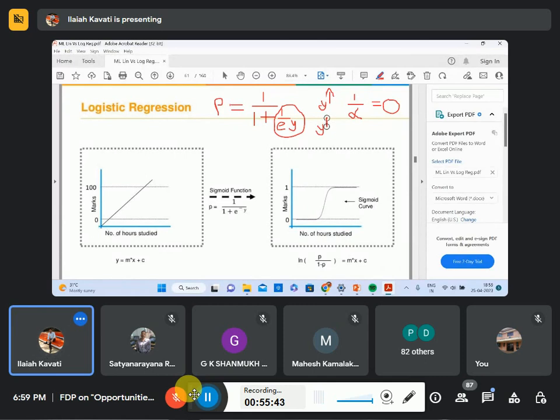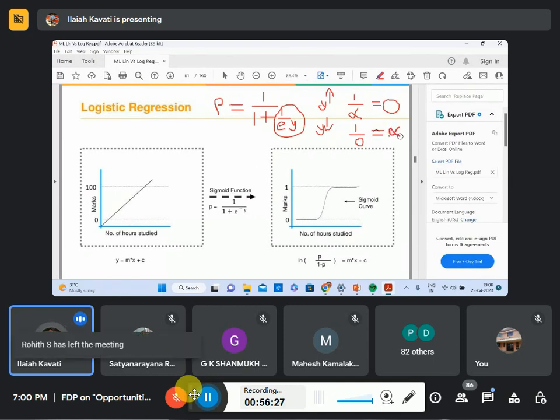Now, as y decreases, as the y value is decreasing, this e to the power of y approaches 0. As y increases, e to the power of y approaches infinity. Right? So as y decreases, e to the power of y becomes 0. So this term becomes what? 1 by 0. So 1 by 0 means what? Something by 0 is always infinity.